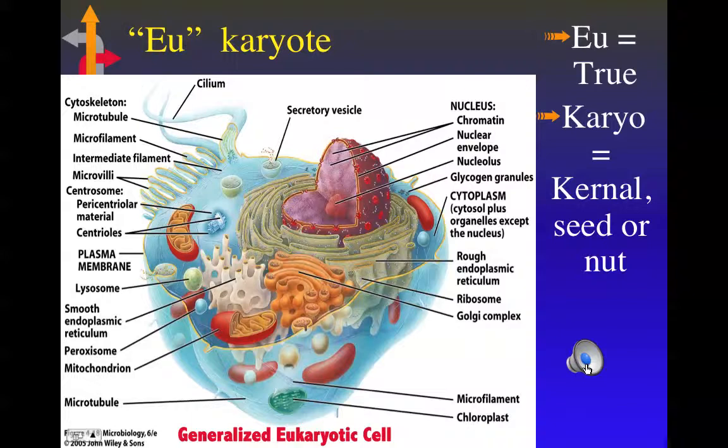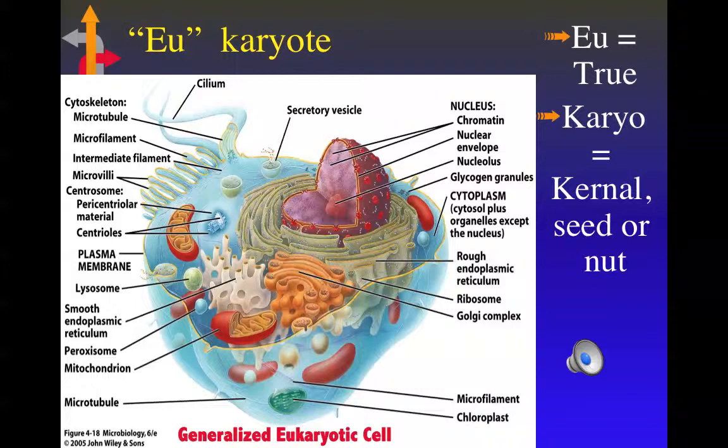Eukaryotic cells have true nuclei, and that's what the eu means: true, karyo, seed or kernel. So, eukaryotic cells, the biggest difference between pro and eukaryotic cells is the presence of a nucleus in a eukaryotic cell. Plant, animal, fungi, protist, algae, all have eukaryotic cell structure.